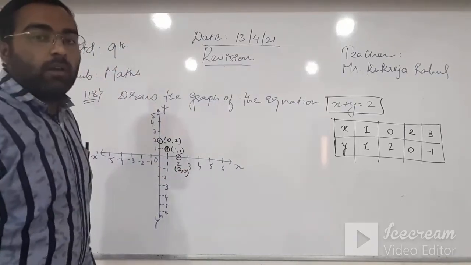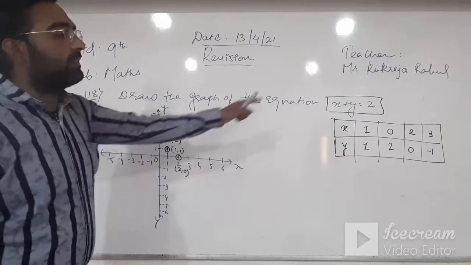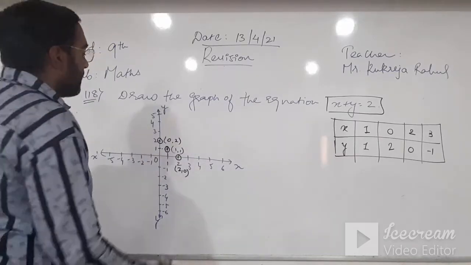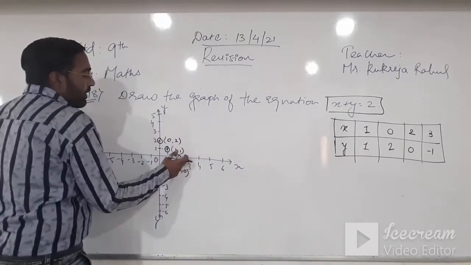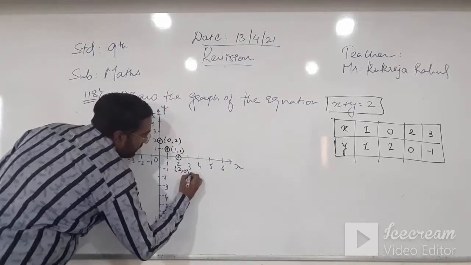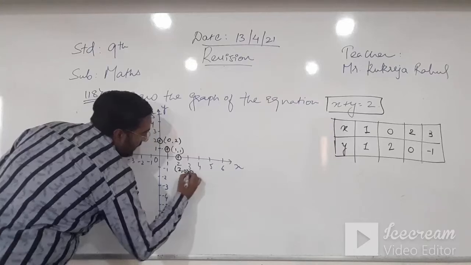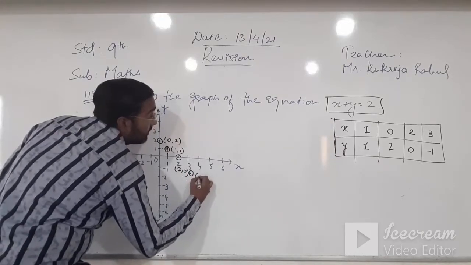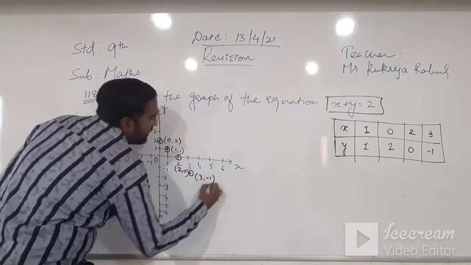Clear? And the last one is x is 3 and y is minus 1. So it will lie here. Clear? So my point is 3 comma minus 1.